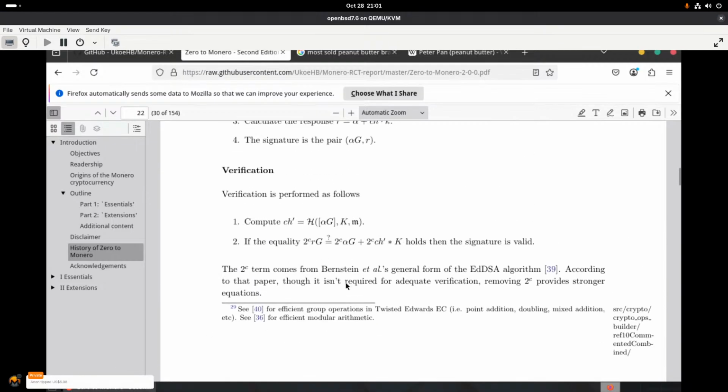Verification. Verification is performed as follows. Compute ch equals H(xG, K, M). If the equality 2^c rG equals 2^c xG plus 2^c ch K holds, then the signature is valid.